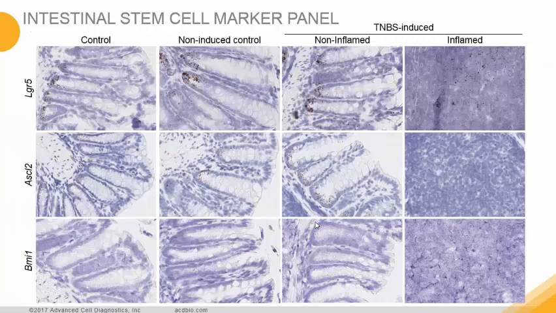We first examined 3 markers of the intestinal stem cell population in the mouse colons, including LGR5, ASCL2, and BMI1. As you can see, these 3 markers are expressed at various levels in the crypt, with LGR5 and ASCL2 primarily expressed at the base of the crypt, while BMI1 is expressed throughout the entire crypt. However, in the inflamed region, LGR5 was strongly detected, while little to no expression of ASCL2 and BMI1 was detected.